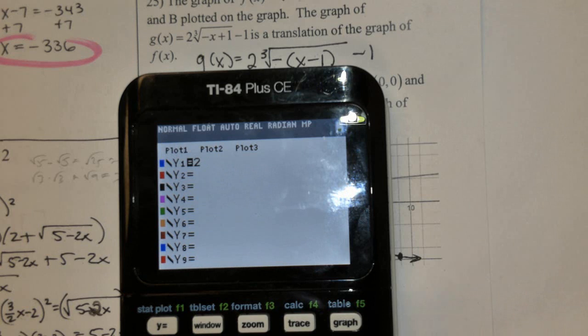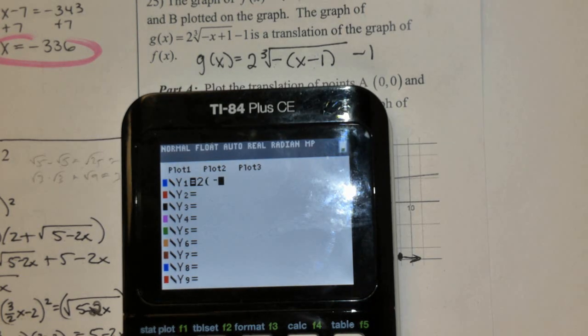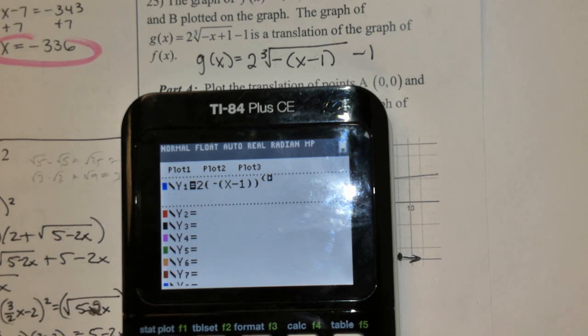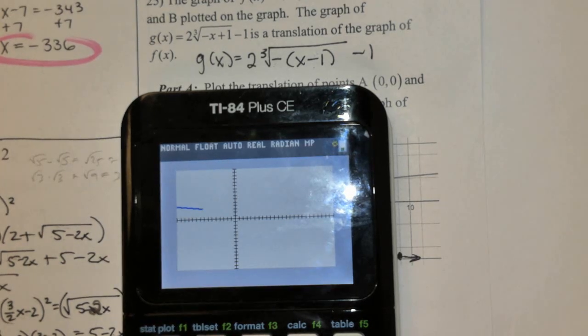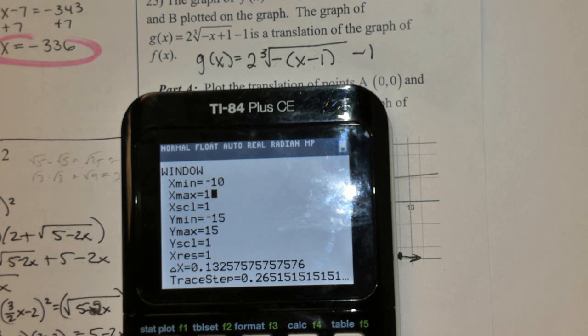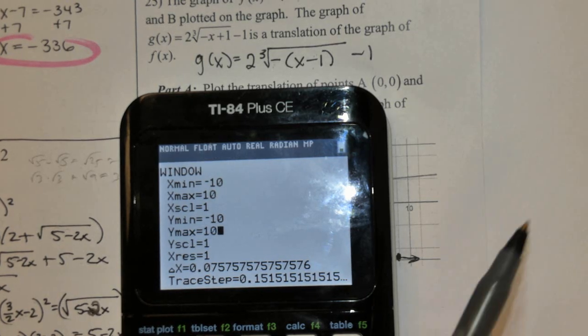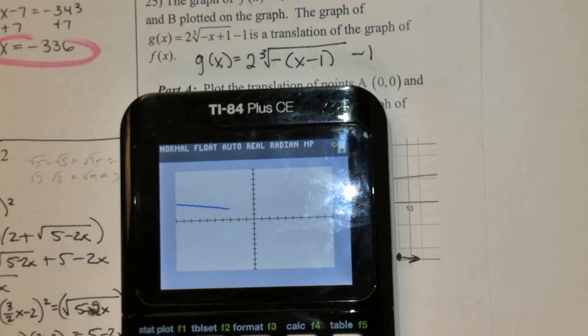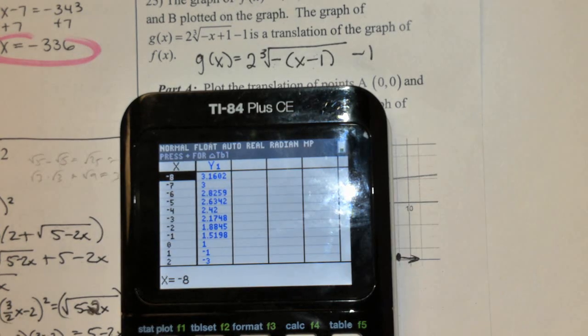So I have 2, parentheses, negative, parenthesis x subtract 1, parenthesis, raised to the 1/3, bring it back down, subtract 1. And I'm going to make this on a 10 to 10 scale like we have. So the window still was adjusted from the previous problem. I'm going to change that. Okay, so if I do second trace at this point, I'm going to have a table of values and I can see where I want.